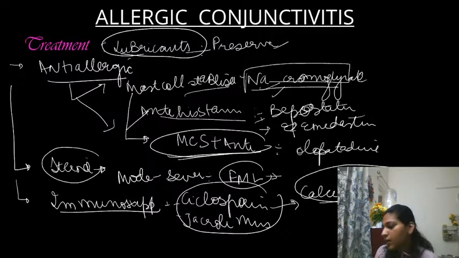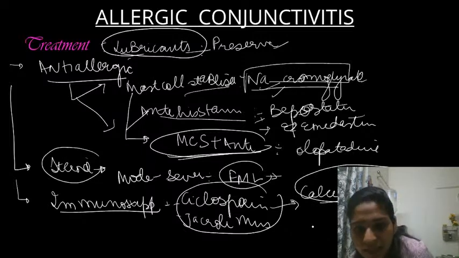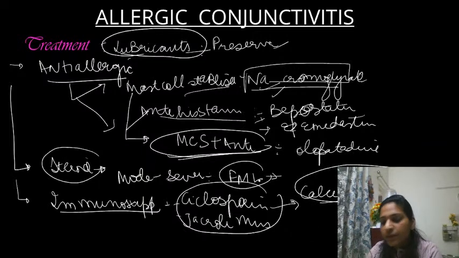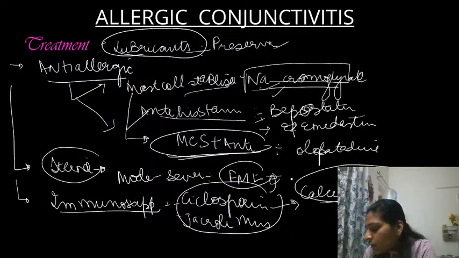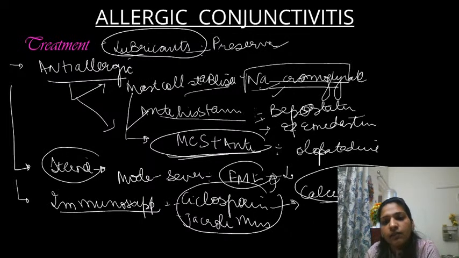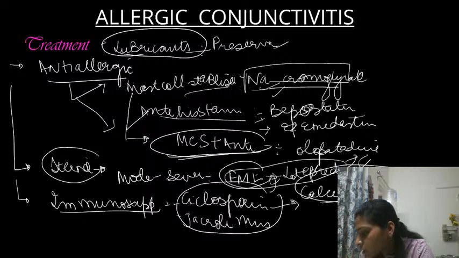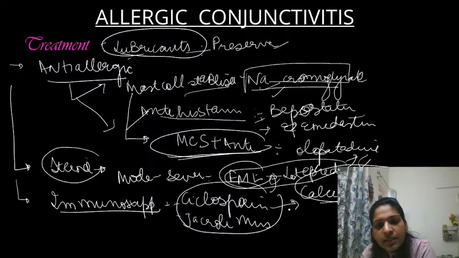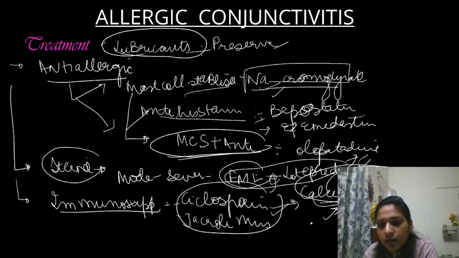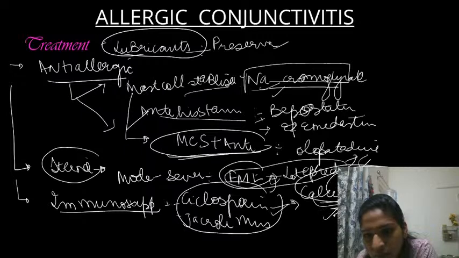These are calcineurin inhibitors. Yes, Krish, FML we can give along with Lotipred also. Both these are steroids. Yes, Krish, you are right. Tacrolimus and cyclosporin belong to the calcineurin inhibitor class of immunosuppressants, right?